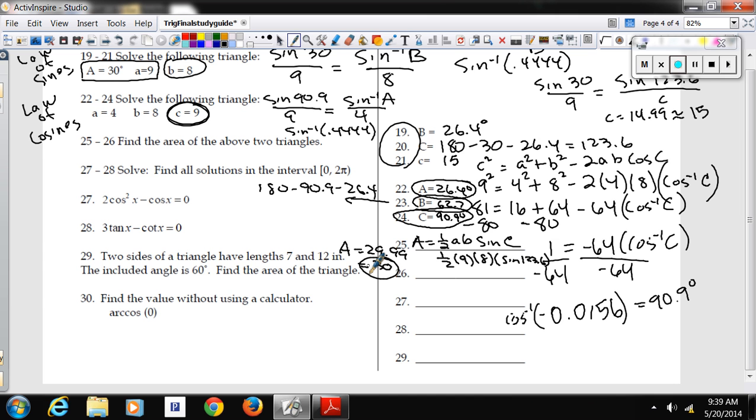So for number 25, your answer would be 30 square units, because you just plugged it into the formula. That's all you had to do. Just find the formula, plug it in.